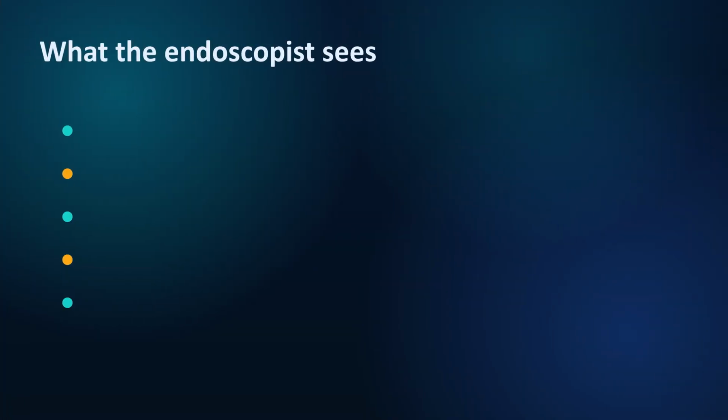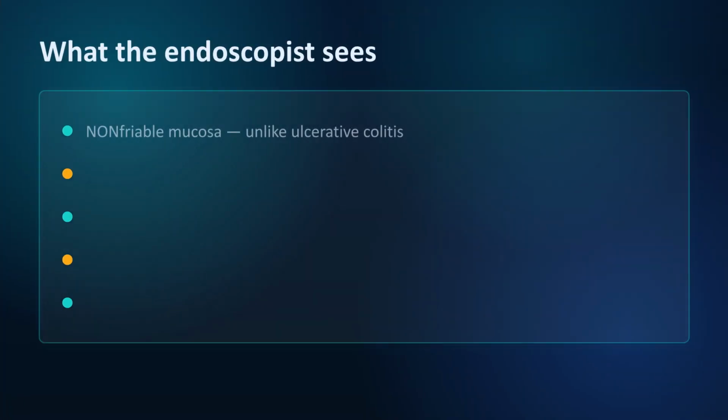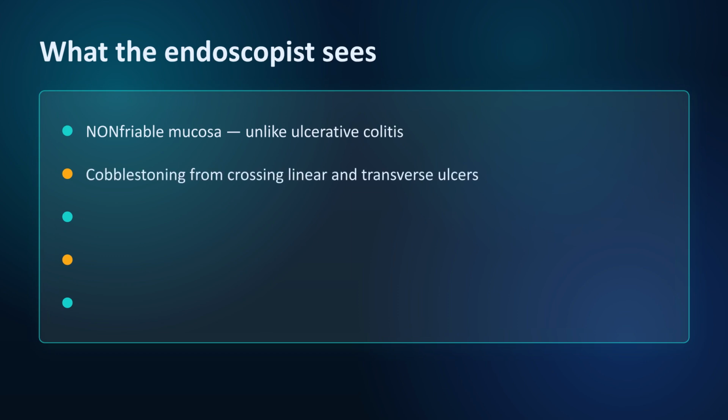What does the endoscopist see? First, the mucosa is non-friable, and that is a real distinction. In ulcerative colitis, the mucosa bleeds when the scope touches it. Here it does not. Second, cobblestoning, produced by linear and transverse ulcers crossing each other with swollen mucosa in between.